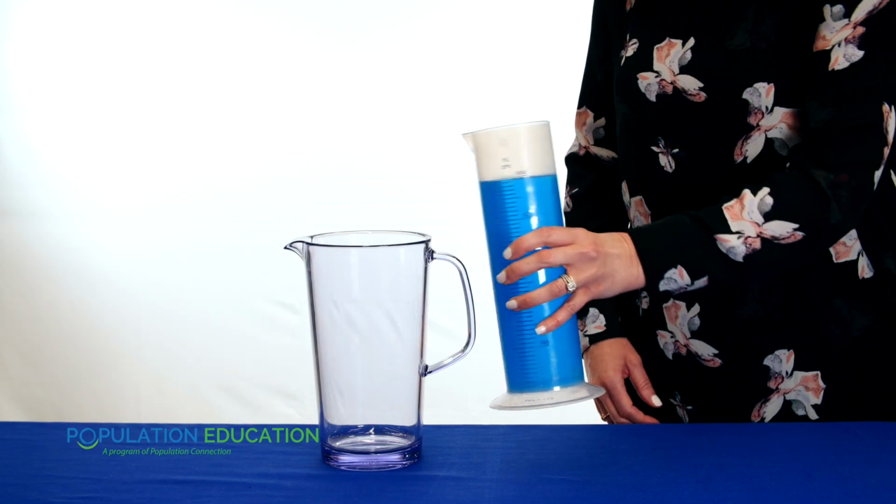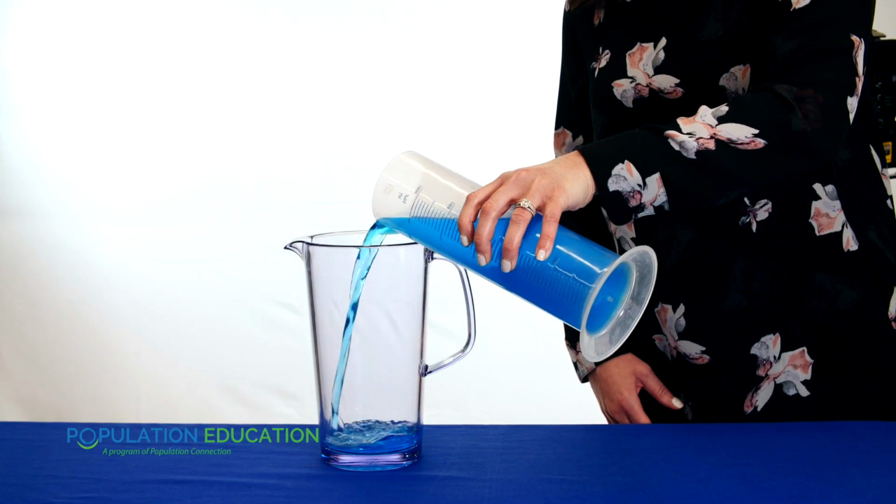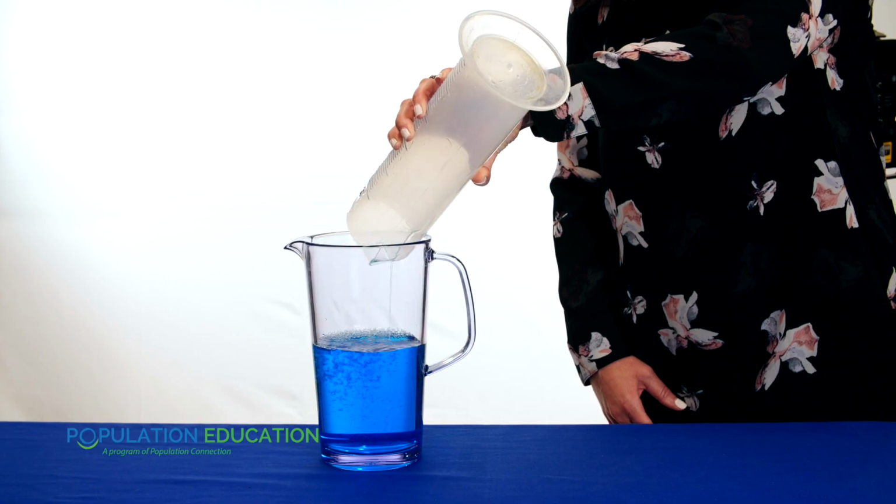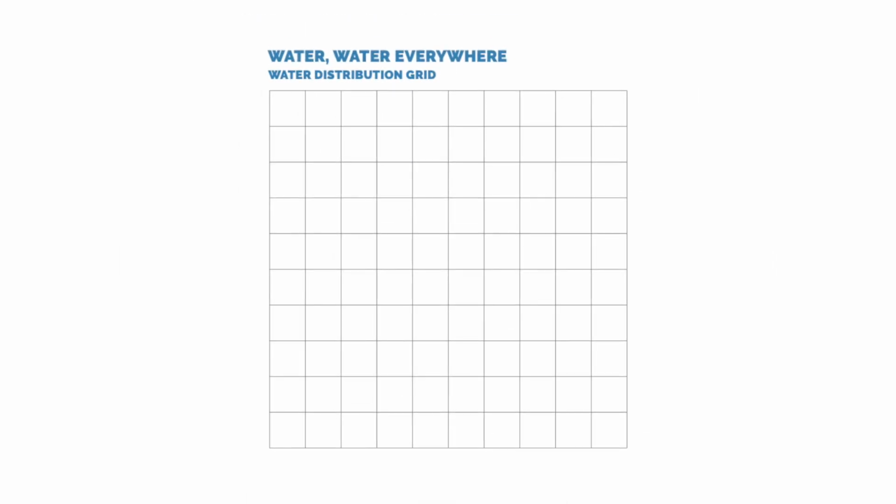When starting the demonstration with students, remind them that the water in the pitcher represents all of Earth's water, and that we'll be dividing it into containers representing different areas so that they can see how Earth's water is distributed. In the middle level version of this lesson, we provide a printable 10 by 10 grid that students can color in as you do the demonstration to track the water distribution data for themselves. Now let me show you how it's done.